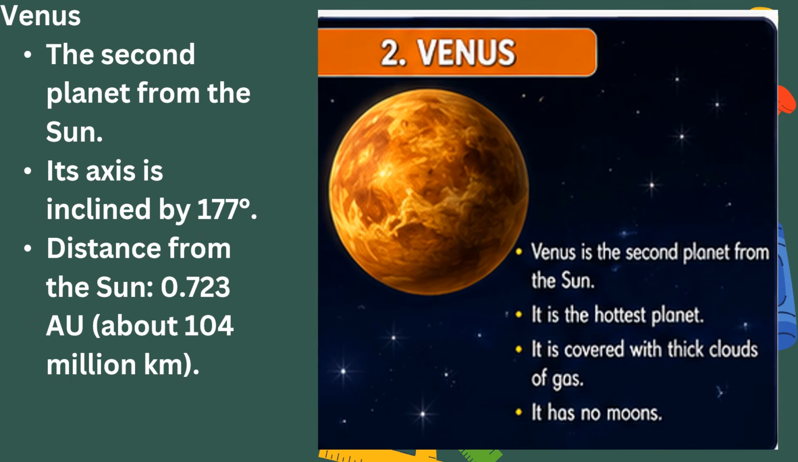Next up, Venus. Venus is the second planet and it is the hottest planet. It is covered with a lot of thick clouds of gas. It doesn't have any moon, and its axis is inclined by 177 degrees. The distance from the Sun is 0.723 AU, that is about 104 million kilometers.